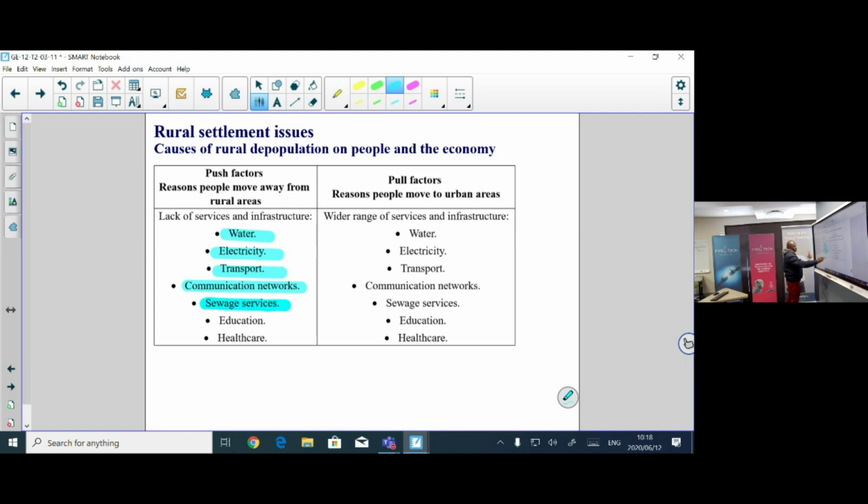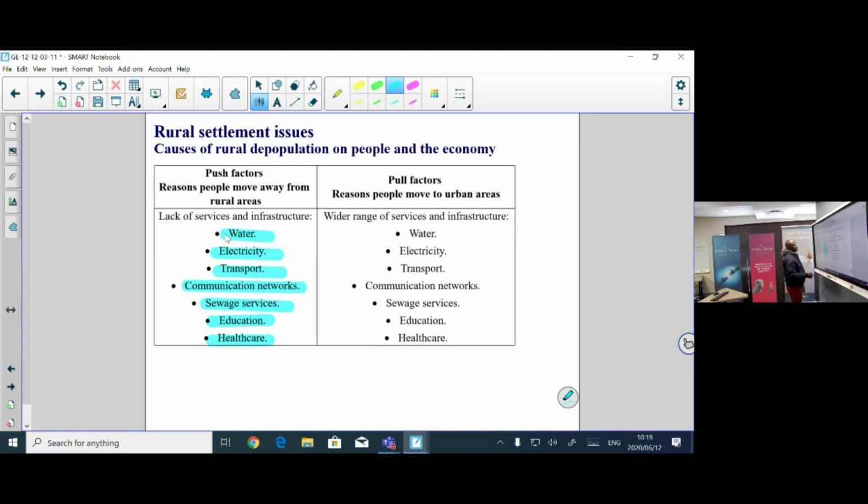Then sewage services are almost non-existent. Education can be very poor because most teachers do not want to be there in the rural areas. They want to teach in the well-developed areas, like in the urban areas. Then healthcare, the same applies to the doctors. They also want to be in the urban areas and not in the rural areas, so the healthcare suffers and the infrastructure is also poor.